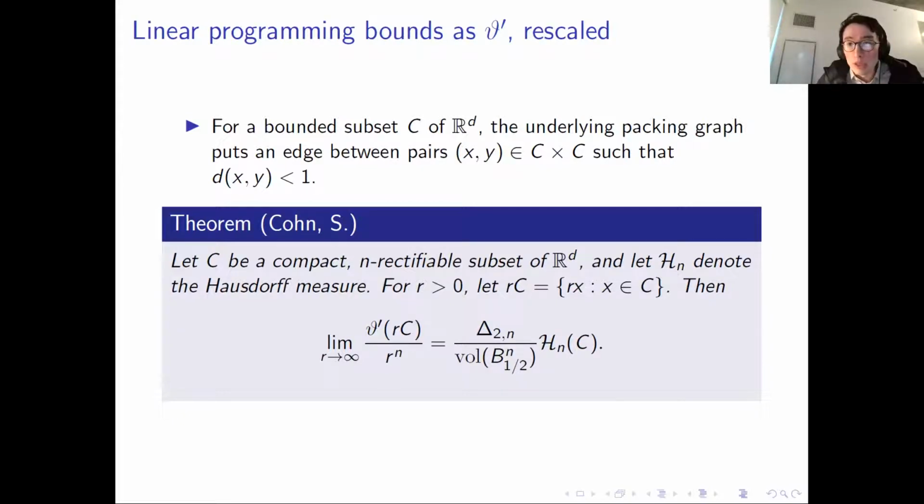Now, we also know what the left-hand side should be in the case of three-point bounds, because you can define three-point bounds for compact topological packing graphs. So we can guess the Hausdorff measure should be the same. So what is the universal constant? Well, that's what we're going to talk about in just a minute.